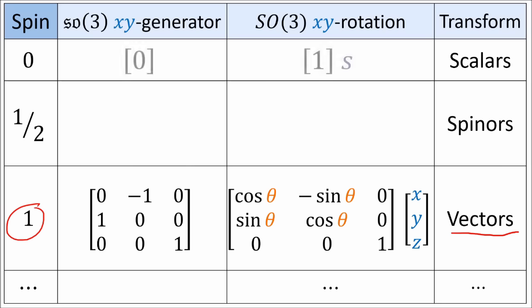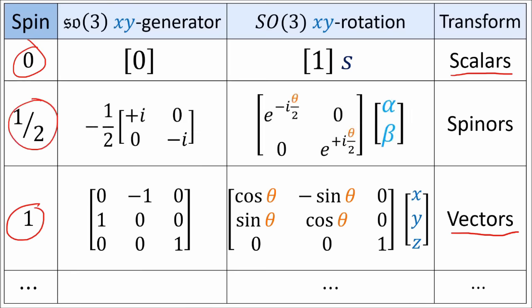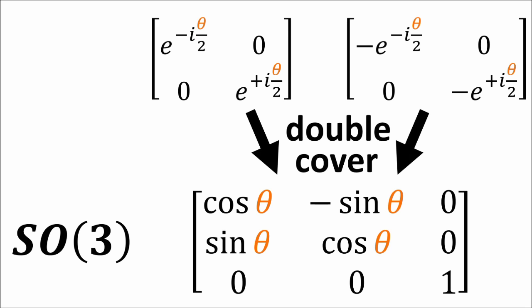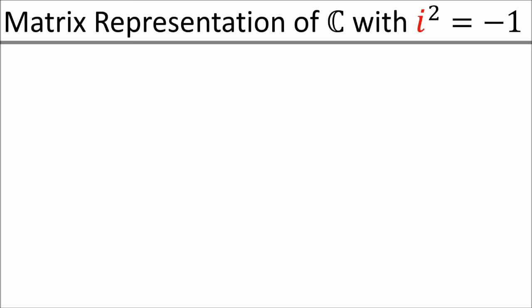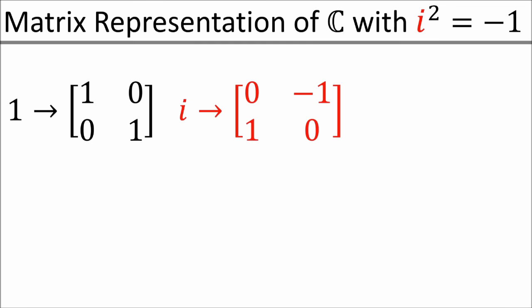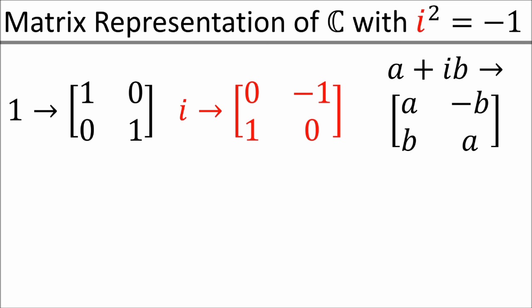In this video, I'm going to introduce the spin 0 representation, which transforms scalars, and the spin 1/2 representation, which transforms spinors. This will lead us to talking about the double cover of SO3, which is SU2, also called Spin 3. In the last video, I mentioned how the complex number i can be represented as a 2x2 matrix that squares to the negative identity matrix. In this way, all operations with complex numbers can be written in the form of 2x2 matrices.